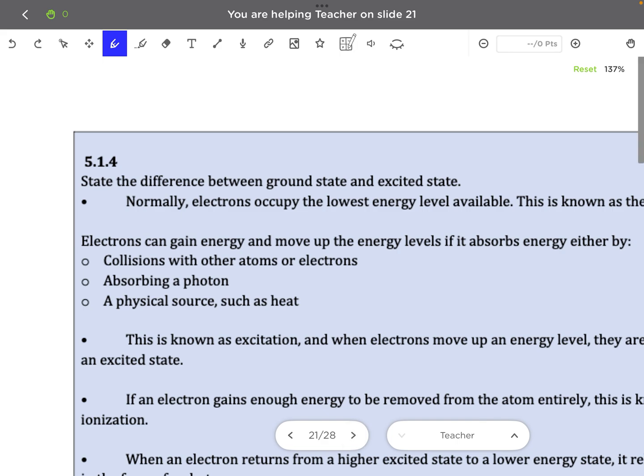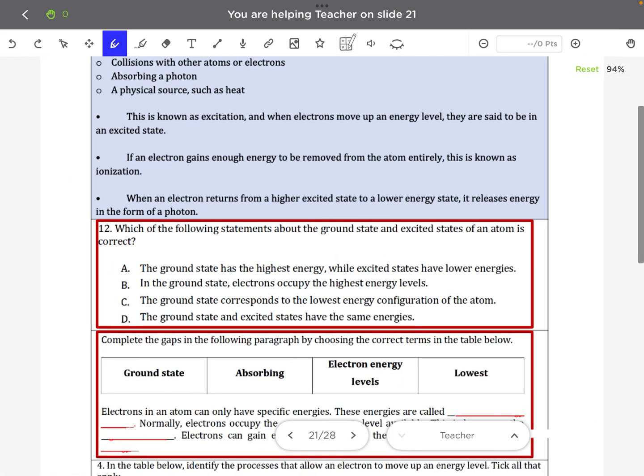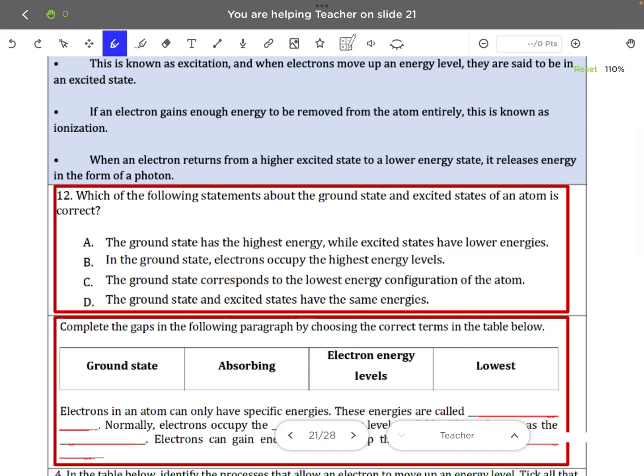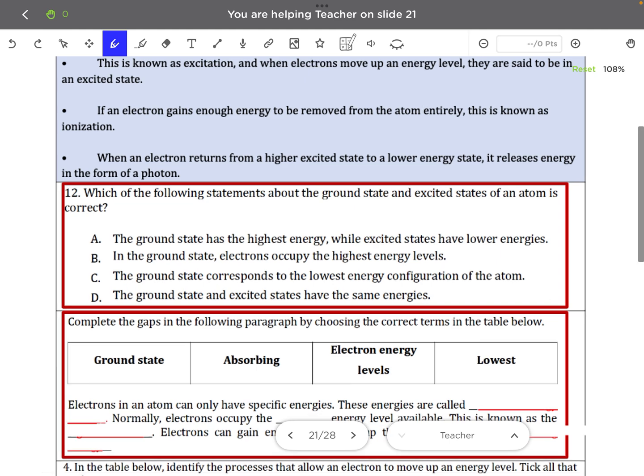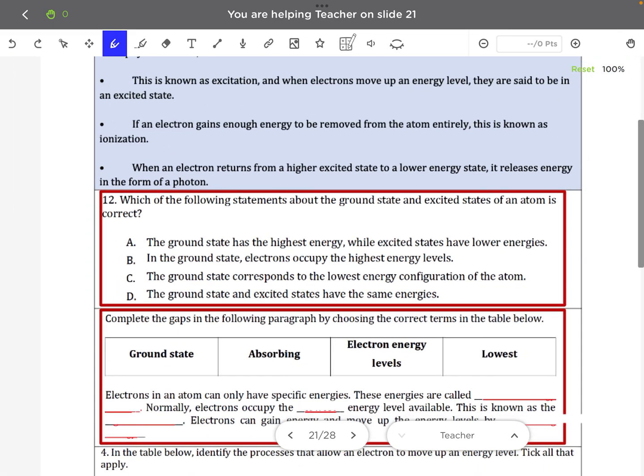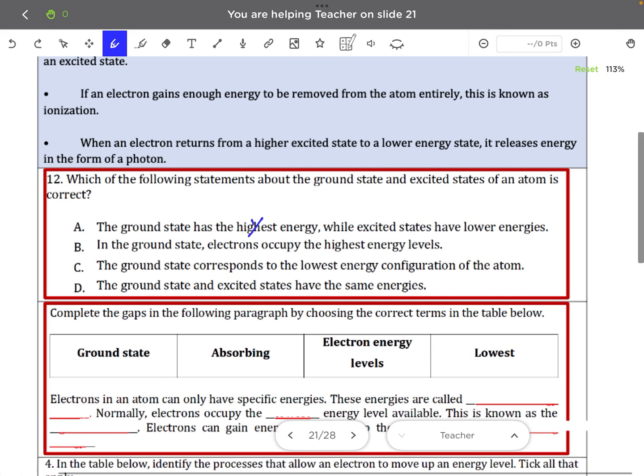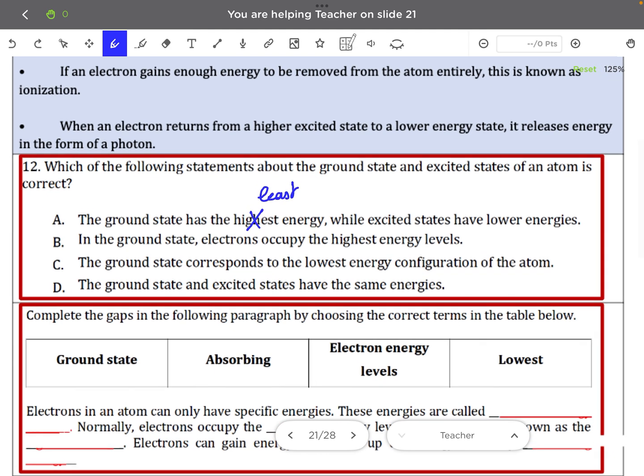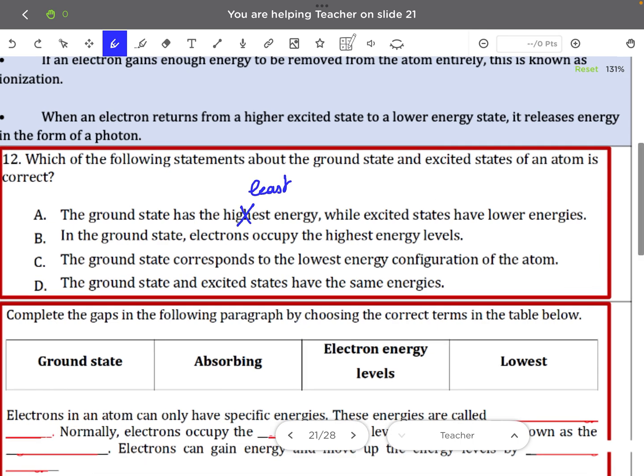Continuing with 5.1, which of the following statements about the ground state and excited state of an atom is correct? The ground state has the highest energy while excited have lower? No, this one has the least energy. In the ground state, electrons occupy the lowest energy level. The ground state corresponds to the lowest energy configuration. The ground state and excited have the same energy? Not really.